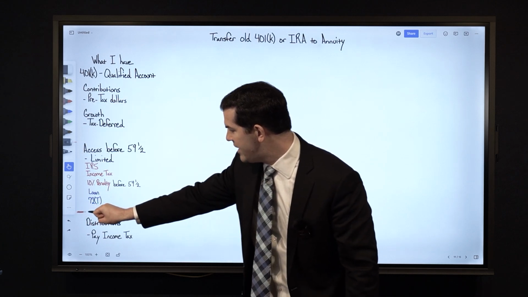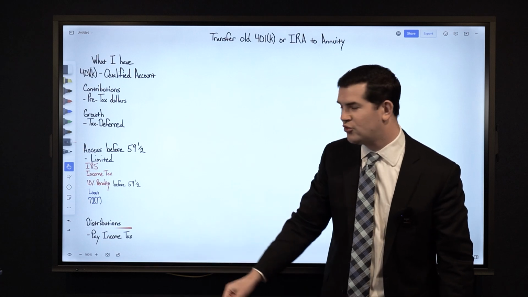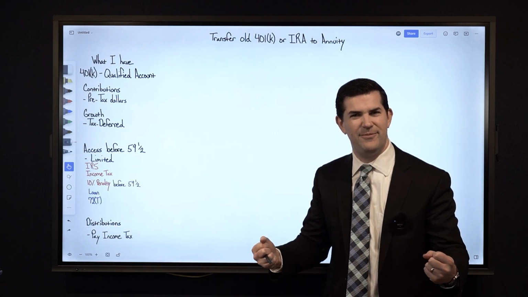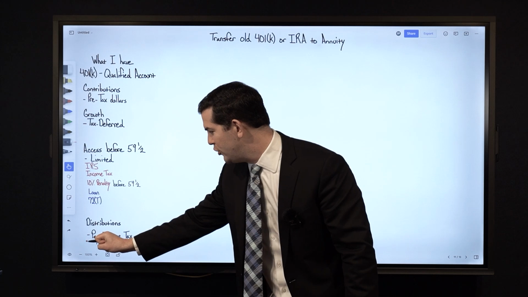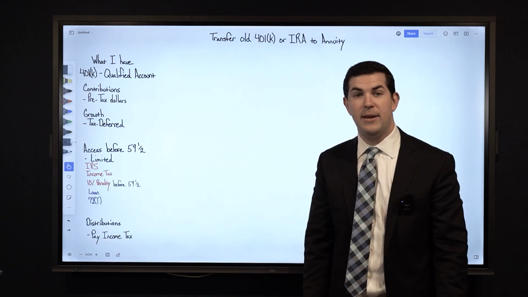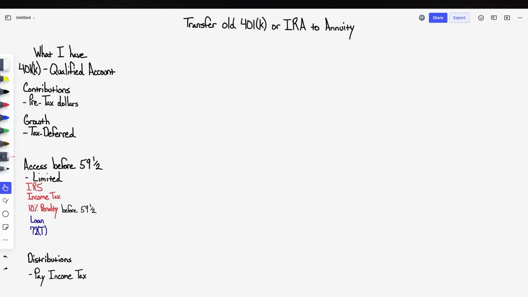And then when you hit retirement, let's say at age 60, you say, all right, I want to start to distribute this money now. I want to live on it, because that was the whole point of saving money for retirement. Well, when you live on it, you're going to pay ordinary income tax on that. Pretty simple. Cool. So let's say that's what you have right now.